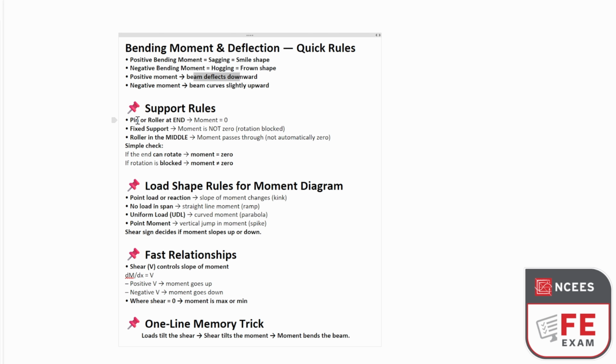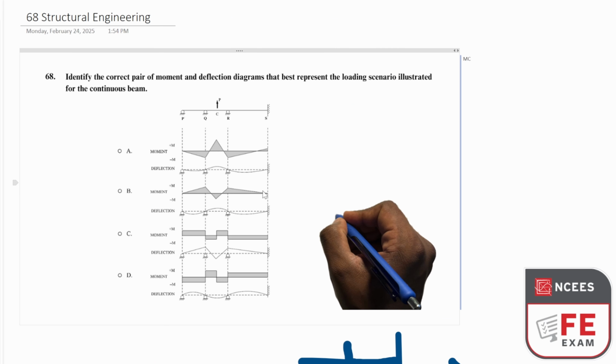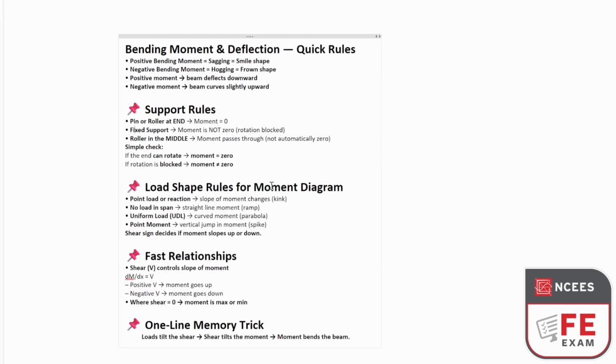When there is a pin or a roller at the end, bending moment is zero. When there is a fixed support, it is not zero. But only for FE, please remember, I don't know why, but FE considers that a rigid wall has no bending moment over there. That's why in option B, you see there is just zero at this end. But usually, if it's a fixed support, then it tends to have a bending moment. Now, the possible explanation is that there is no load acting between this rigid wall and the roller. Maybe that's why that happened.